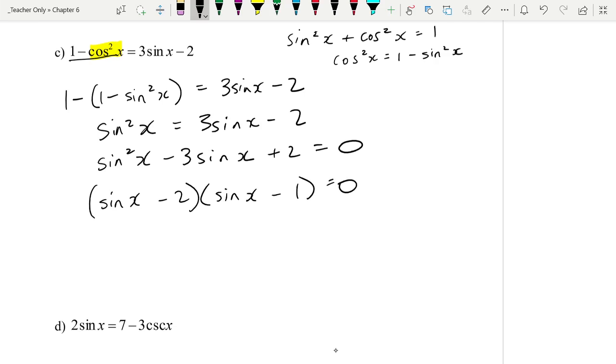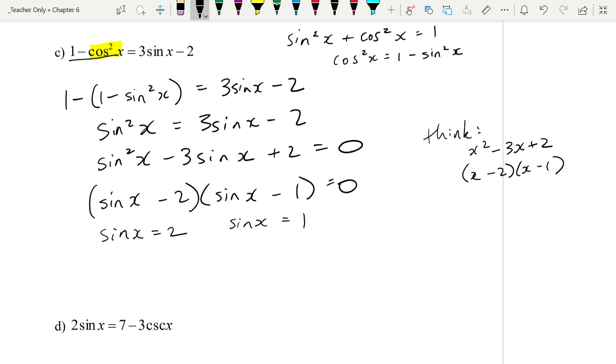Okay, if there's people wondering, how did you go from this step to this step? Think back to grade 10, when you had x squared minus 3x plus 2, and you factor that into (x minus 2)(x minus 1). Right? That's what I'm doing there. Okay, so sine of x is equal to 2, and sine of x is equal to 1.